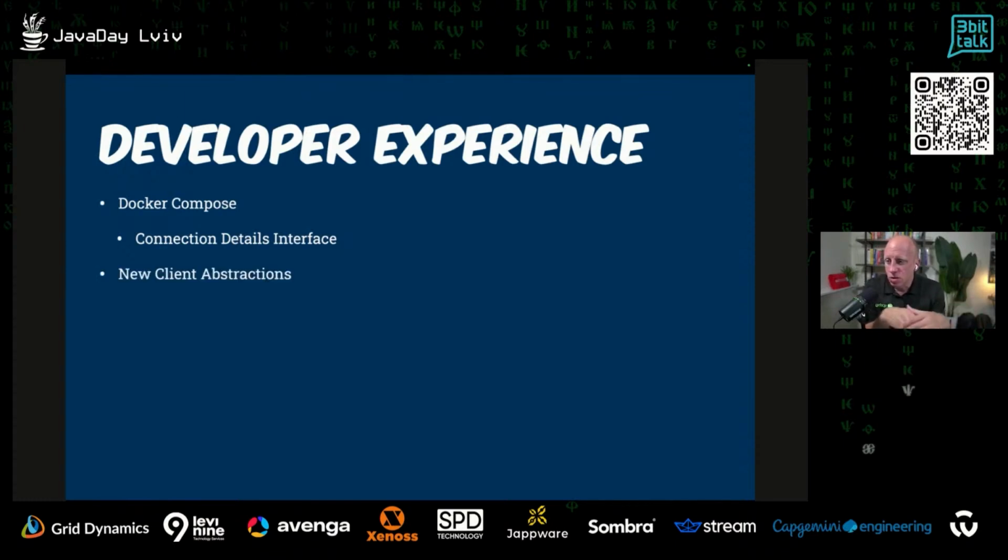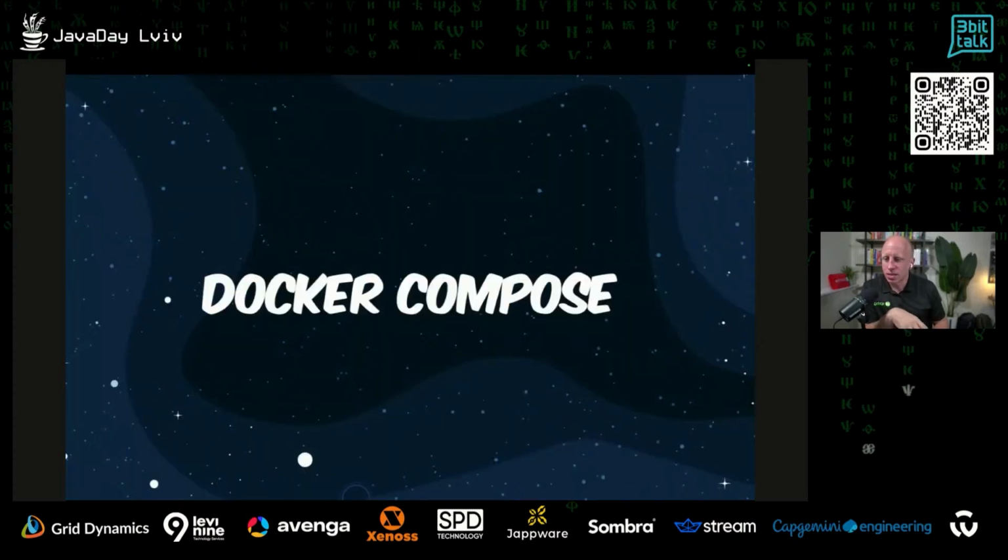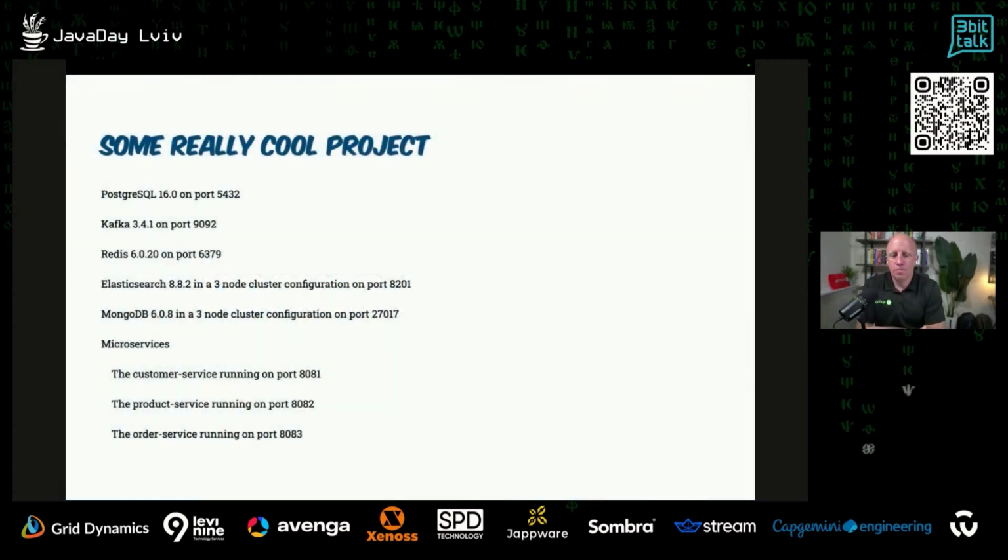Then we'll look at the new client abstractions. Again, the two that we're going to focus on today are the REST client and the JDBC client. And we'll dive into where they came from and some examples of how to use them. So, Docker Compose. I want to start with this.